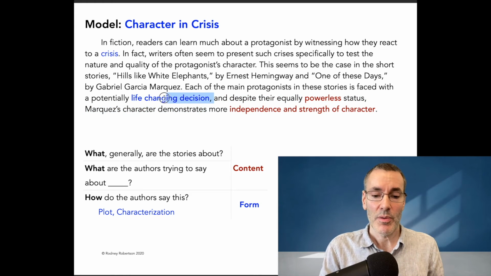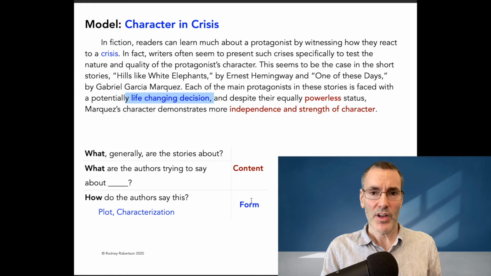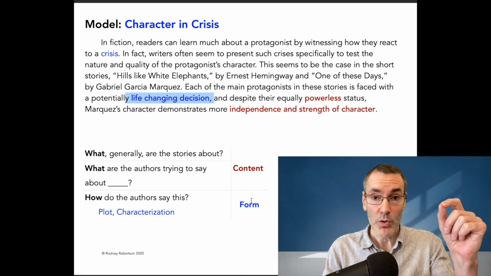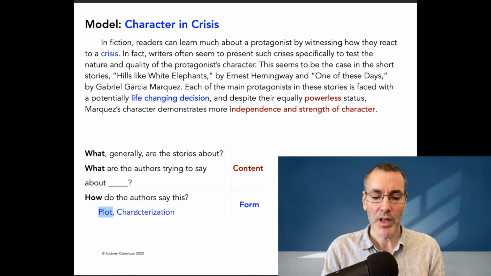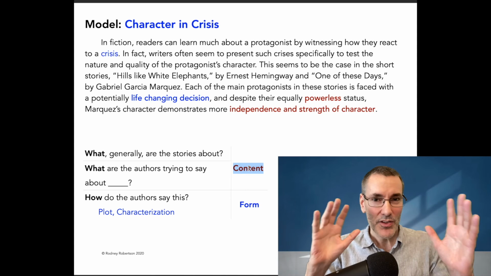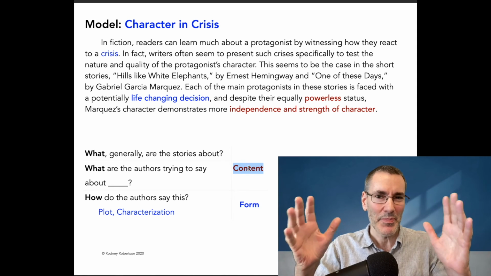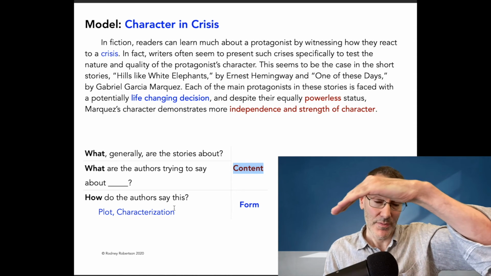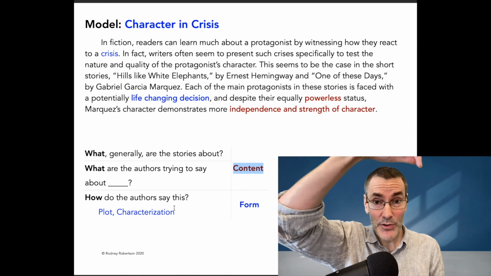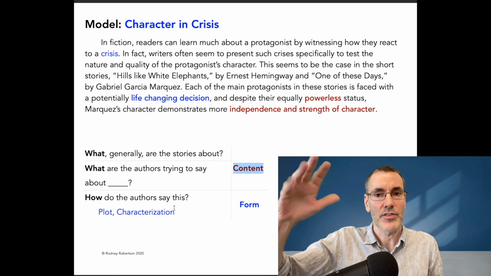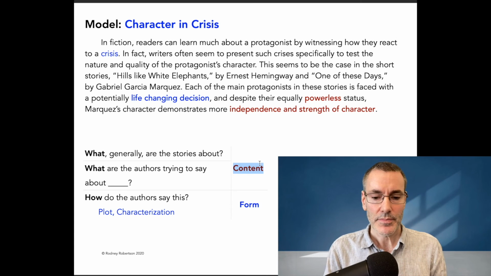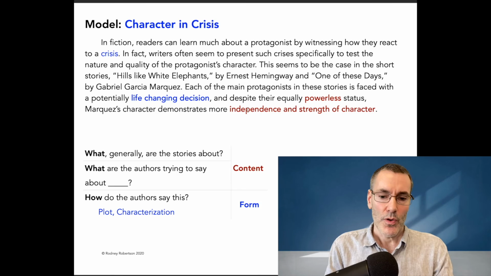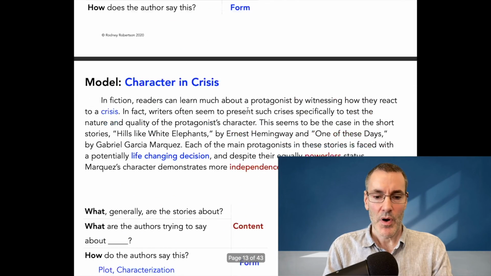They add on the form kind of obliquely. It's not intrusive about the form here. It's not saying, well, I'm going to look at this particular metaphor only. No, it's kind of general. When you talk about plot and characterization, it's a bit general because everything is about plot and characterization. So how do the authors reveal this interesting power struggle? They do it through plot and characterization. Here's the plot. There's a crisis. And here are the characters responding to that crisis. Well, there's characterization and plot.